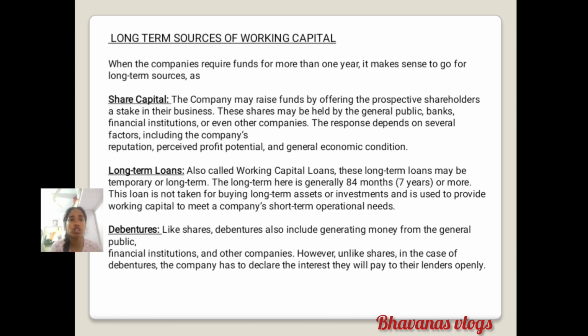Debentures can be subscribed by the general public, financial institutions, and companies. However, unlike shares, in the case of debentures the company also has to pay interest to its lenders openly. This is about the long-term sources of working capital.